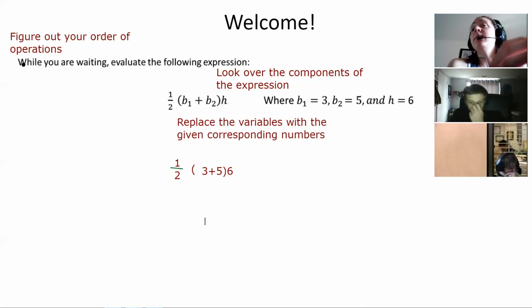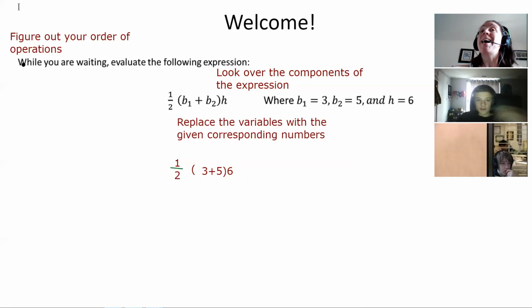That's what we did. And this is actually one of your area formulas. This is your area of a trapezoid formula. So we replaced it with the value of the length of the two bases and then the height. And then from here, it's just doing order of operations.